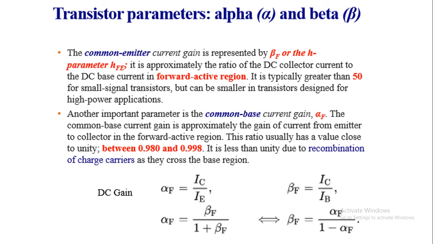This ratio usually has a value close to unity, between 0.98 and 0.998. It's less than unity due to recombination of charge carriers as they cross the base region. And so we have alpha F equals IC divided by IE and beta F equals IC divided by IB. This is beta F and alpha F, which are the DC gains. Okay.